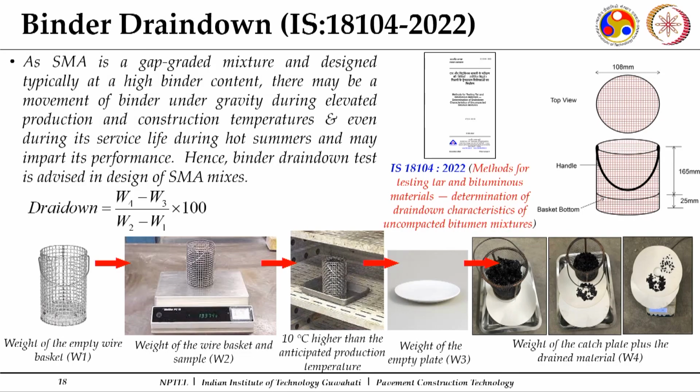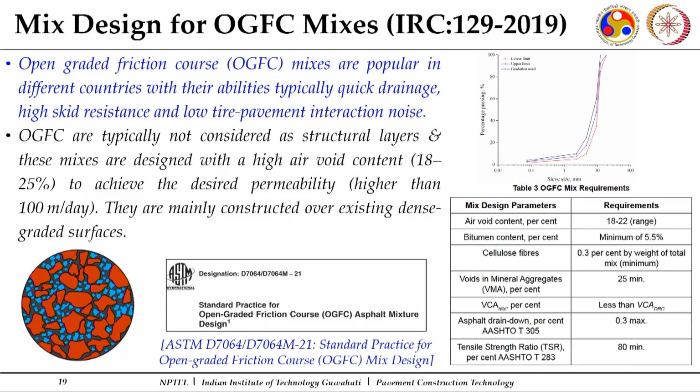and this is subjected to this wire mesh basket, and it is kept in an oven. So, the prepared mix, whatever binder which is lost through this particular sieve is collected down, and we see that this should not be more than 0.3%. So, the binder drain down is restricted, and this is the IS 18104. So, this is to ensure that there is no loss of binder during the production and construction especially. So, this binder drain down test is done.